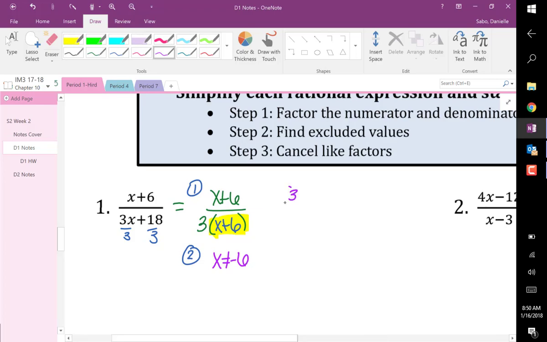The very last step, cancel like factors. What cancels? x plus 6, yeah, the whole group. And now I'm left, when you cancel something, it becomes 1. Whenever you cancel it. Why? Because 3 divided by 3 is 1. So that's how we would write that out. So the final answer is 1/3.